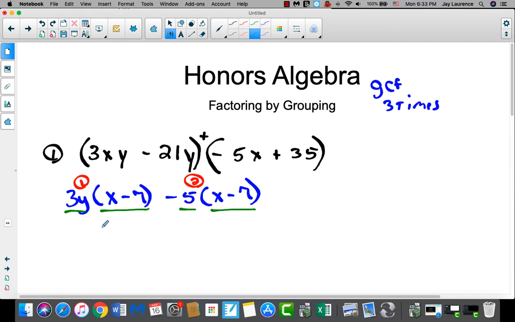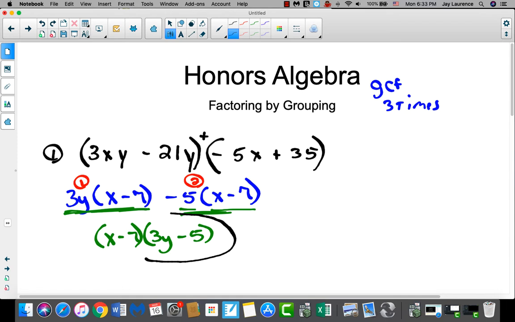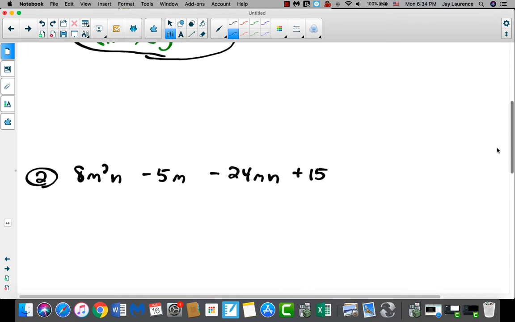So I'm going to factor out an x minus 7. That's my third GCF. When I factor it out from here, I'm left with a 3y. And when I factor it out from here, I'm left with a negative 5. And there you go. We're done. We've just finished factoring.